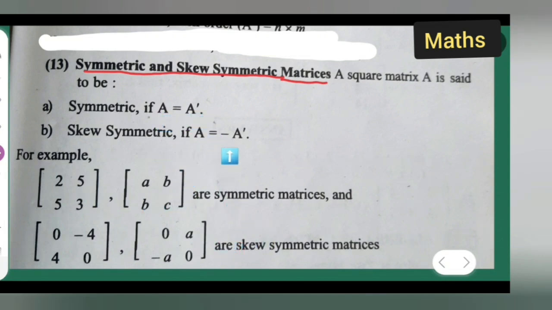And for skew symmetric we have, now here all are positive, whereas here one is negative, minus A. Now 0, minus 4, 4, 0 and 0, A, minus A, 0 are skew symmetric matrices. So this is the example of symmetric matrices and this is the example of skew symmetric matrices. Okay, so I hope you have understood the concept of symmetric and skew symmetric matrices.